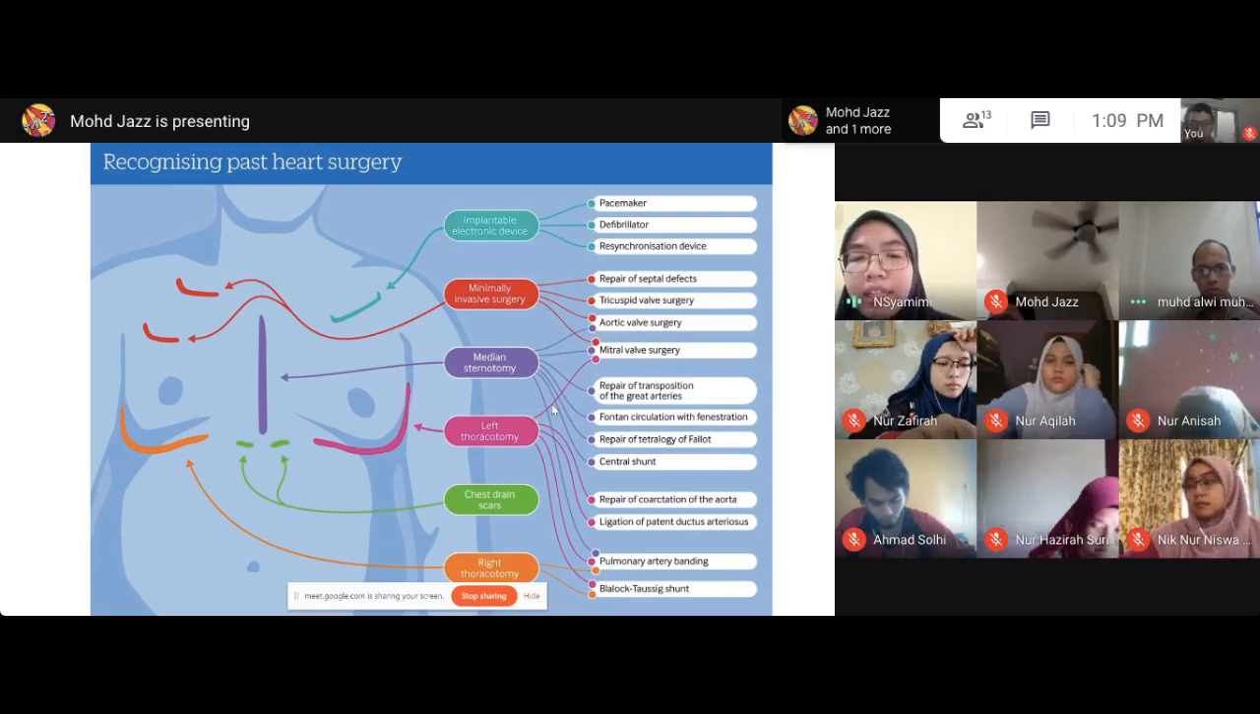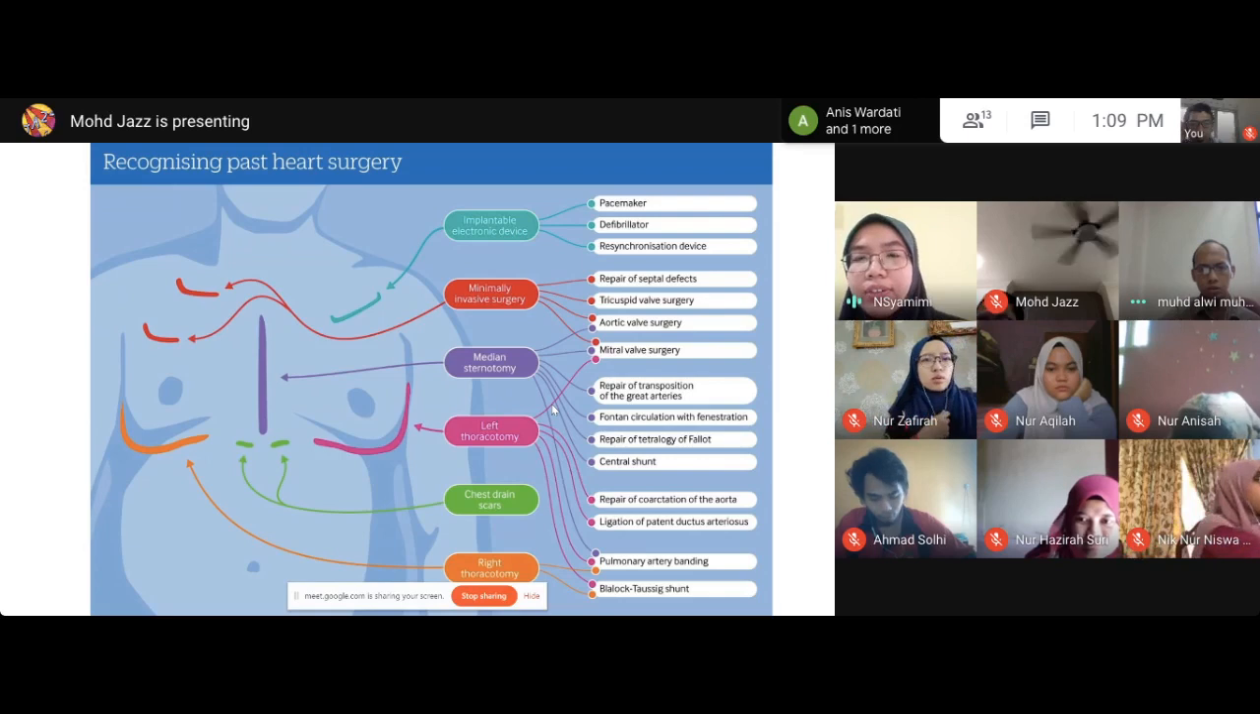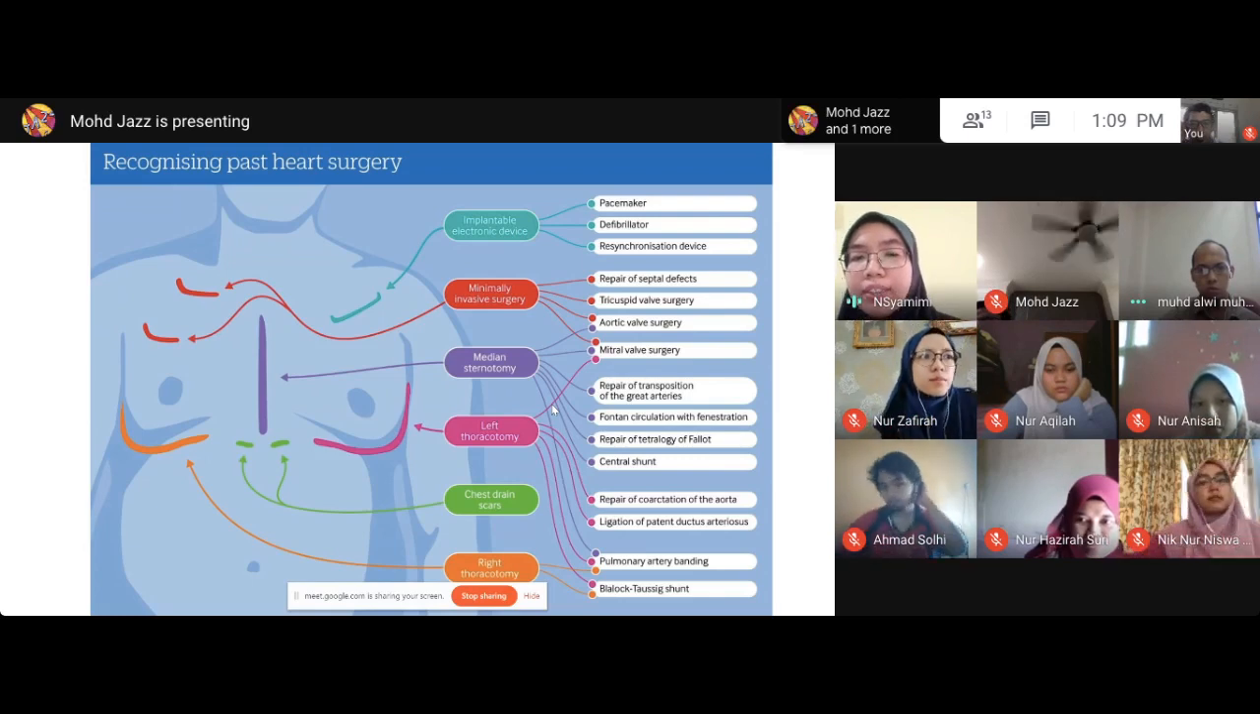Okay. And then for the scar at the left upper chest, usually the procedures that require left upper chest incision, which produce the scar, are pacemaker, defibrillator, and also resynchronization device.